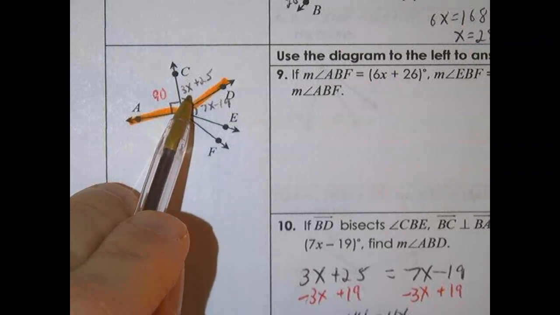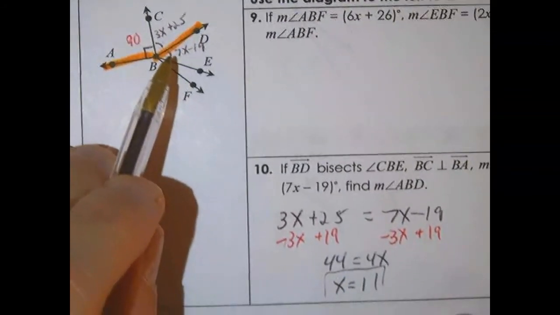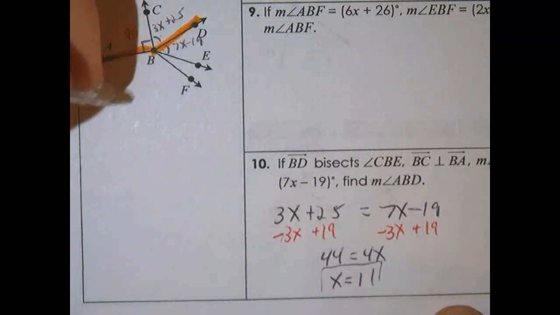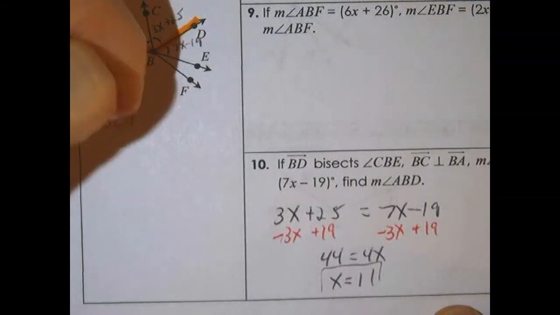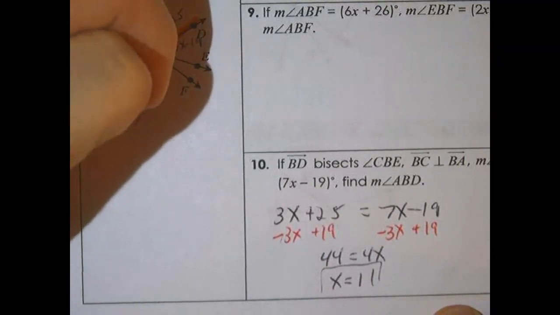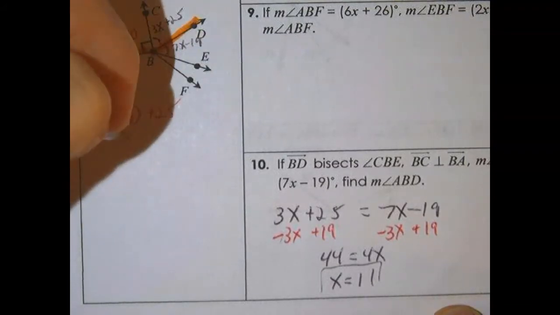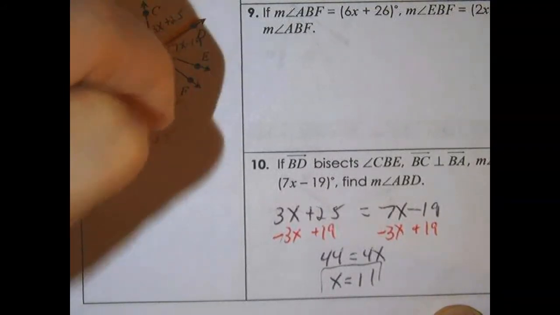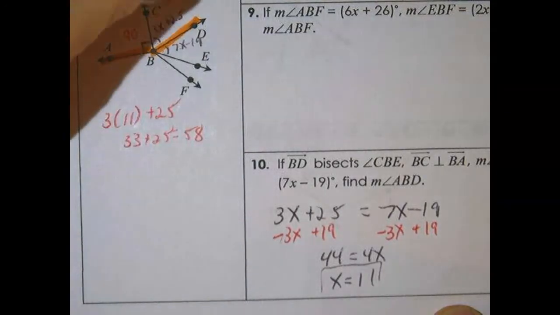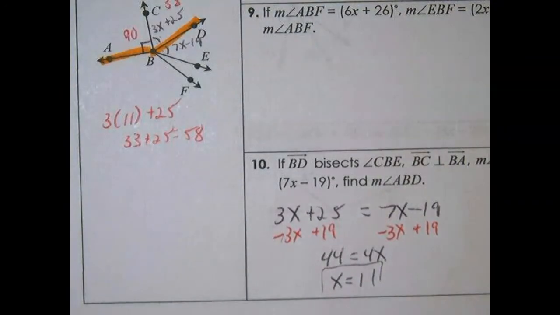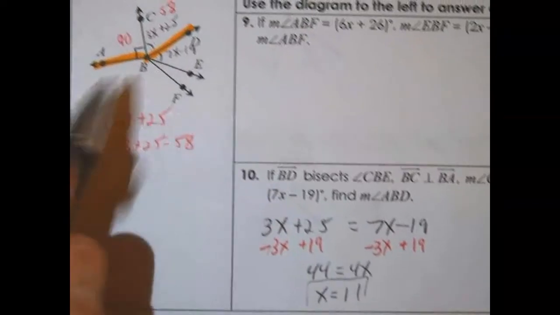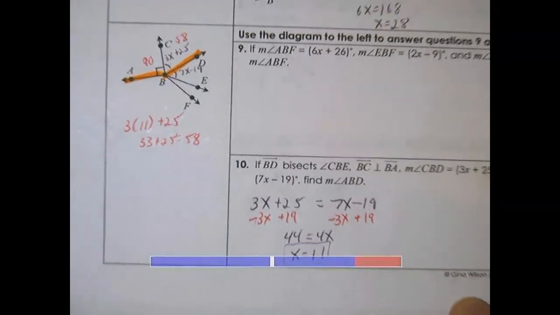So knowing that x is 11, we can just plug it in there. We have 3 times 11 plus 25. That's 33 plus 25, that's 58. So this is 58. Now we're ready to find, using the angle addition postulate, I almost said segment addition, the measure of angle ABD. Let's make a note over here that the measure of angle ABD is the sum of these two, and then we'll just plug in the numbers.